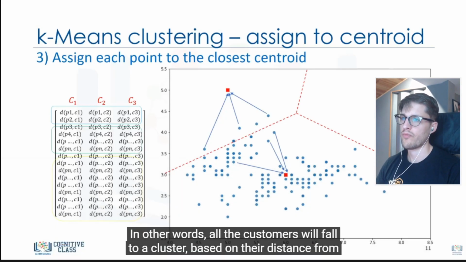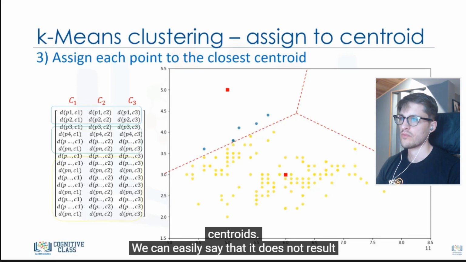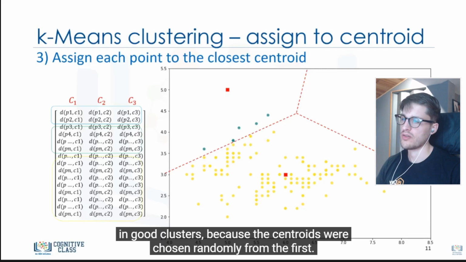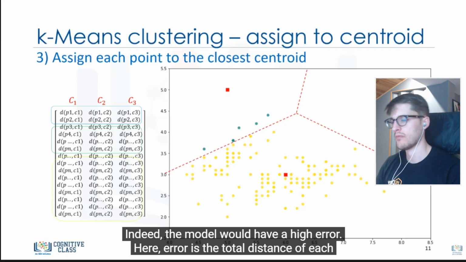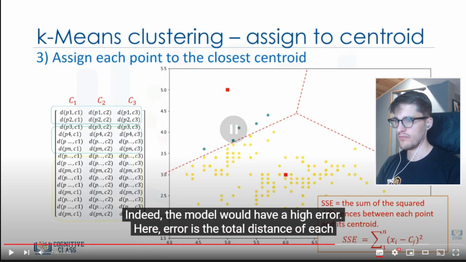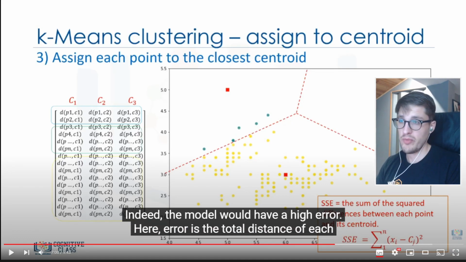In other words, all the customers will fall to a cluster based on their distance from centroids. We can easily say that it does not result in good clusters because the centroids were chosen randomly from the first. Indeed, the model would have a high error. Y en este caso, pues, hay bastante error porque cogimos aleatoriamente los centroides.